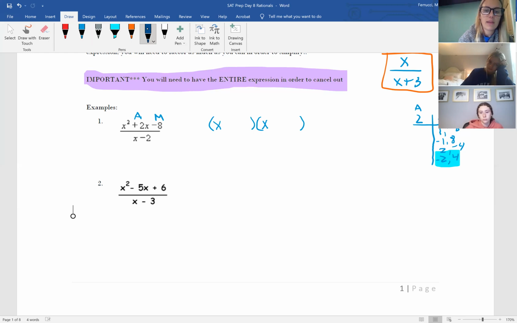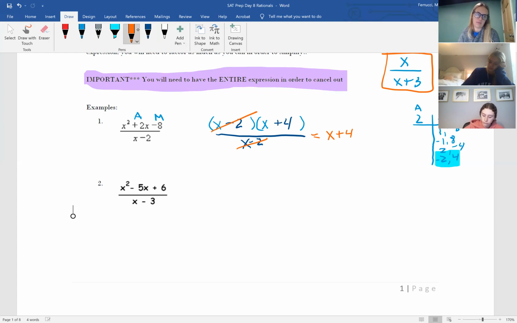Okay, so it's going to be x minus 2, x plus 4, all over x minus 2. Now, I have an expression in the bottom that's x minus 2, and I have an expression in the top that's x minus 2. So I can cancel those out, and to simplify that expression, you just get x plus 4. That's it.